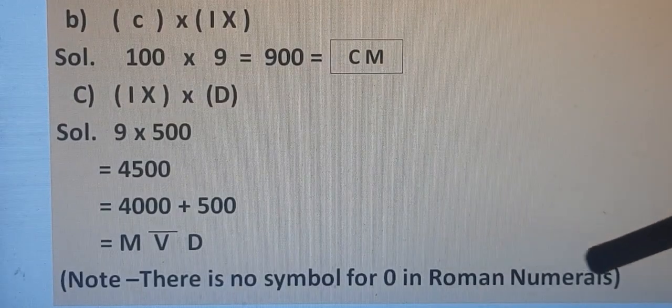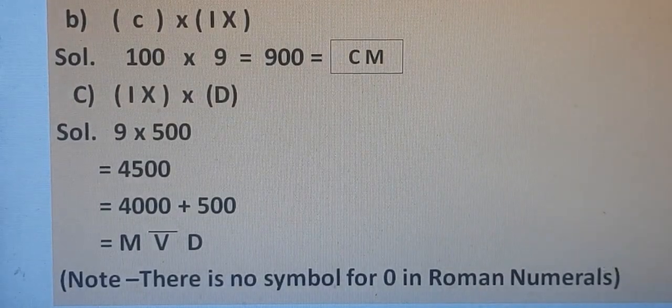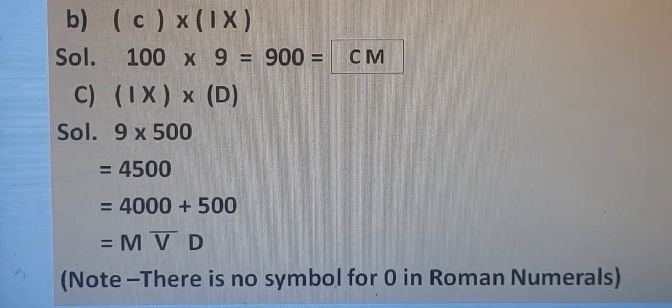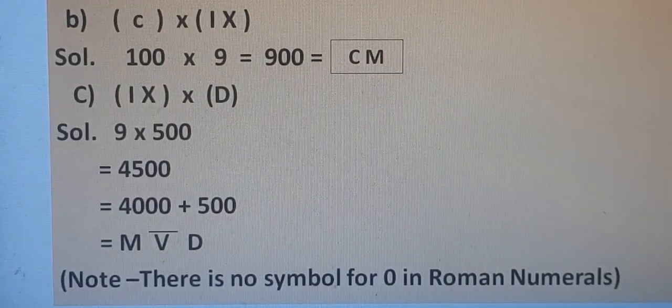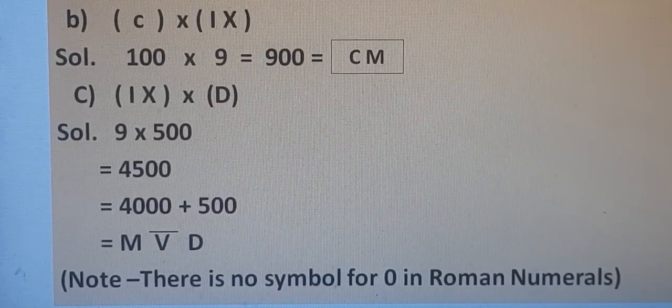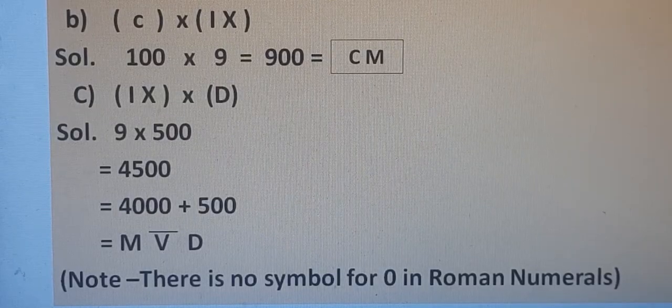What is a note? There is no symbol for 0 in Roman numerals. So our chapter has been completed here. I have taken all the rules, all the symbols. You have to read the chapter carefully, then revise the lecture, then do your practice questions in your notebook. Be regular.